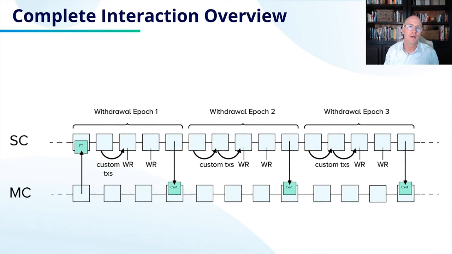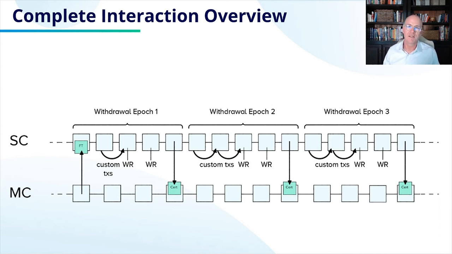So here's a complete interaction overview. For example, it demonstrates SC for the sidechain, MC for the main chain. And so from the main chain, we'll do a forward transfer to the sidechain. There'll be custom transactions on the sidechain. And then at the end of the withdrawal epoch number one, there'll be a transfer from the sidechain back to the main chain signed with a specific certificate. Then we'll go through another epoch.